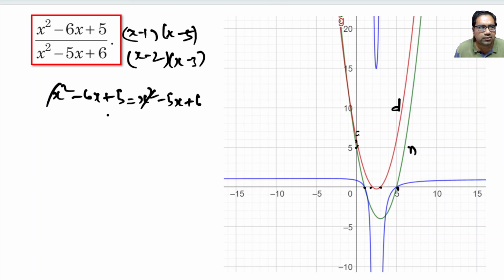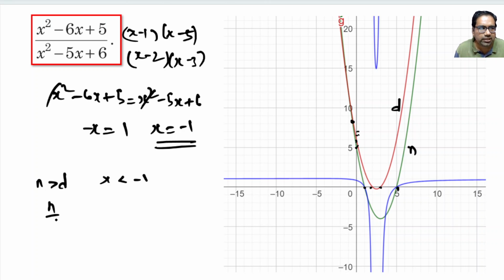If we cancel this, what does that mean? Minus x equal to 1, so x equal to minus 1. When x equal to minus 1, these two graphs are crossing each other. When x is less than minus 1, the green graph will overtake, that means the numerator will be greater than the denominator. That means n by d is greater than 1 when x is less than minus 1.